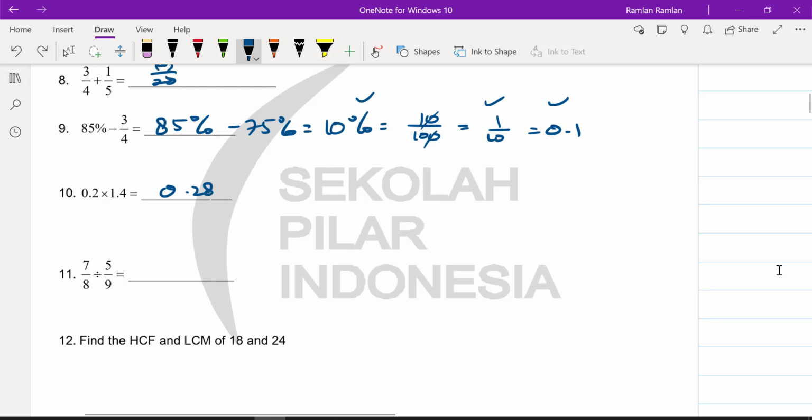We know that if we have a fraction divided by another fraction, it will be like this. Just change the division sign to a multiplication sign, and then swap the numerator and the denominator. Right, 7 times 9 is 63, 8 times 4 is 40, and this is the final answer.